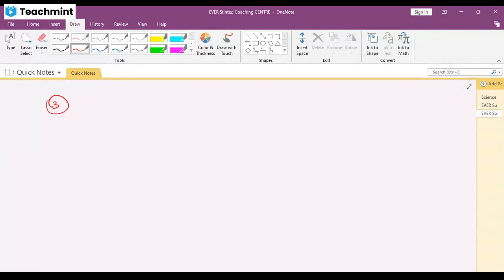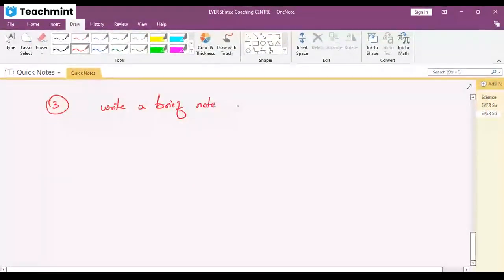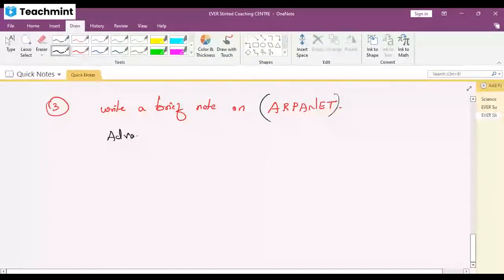Okay, fine. Next question. Write a brief note on ARPANET. What does it mean? What is the full form of this? Very simple. Advanced Research Project Agency Network.